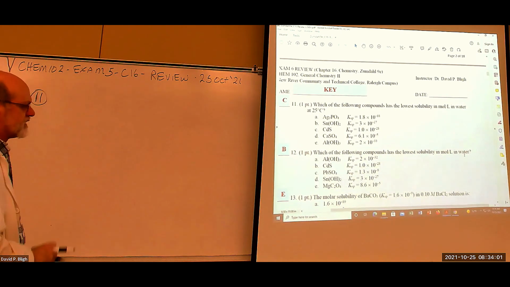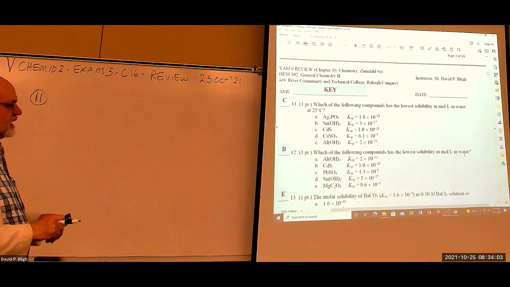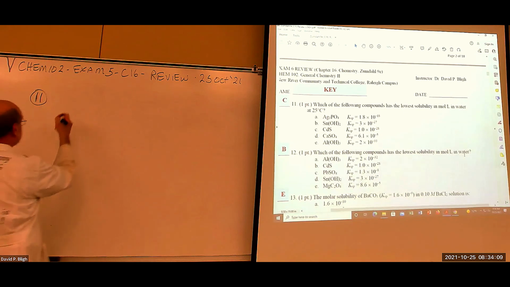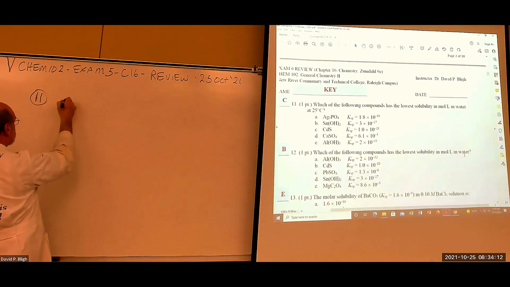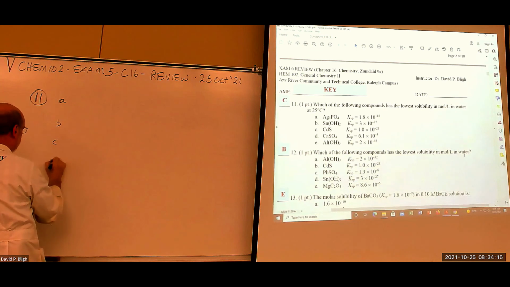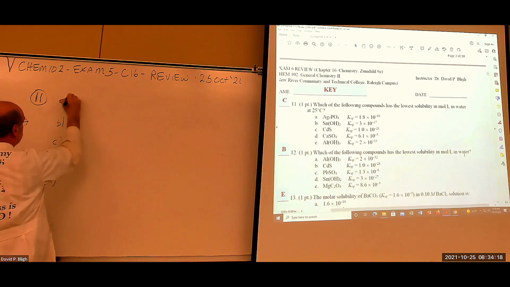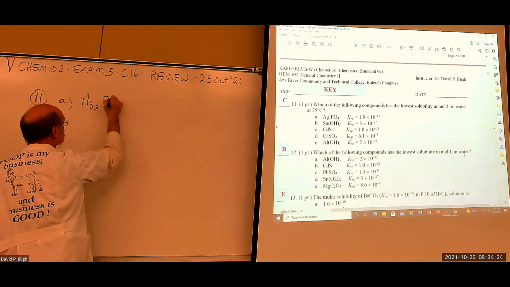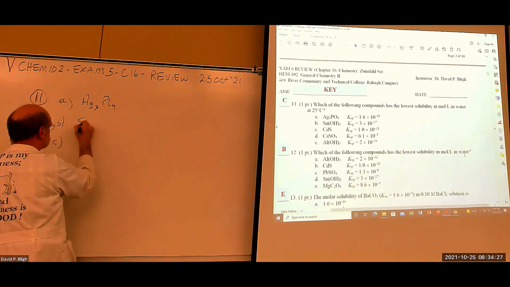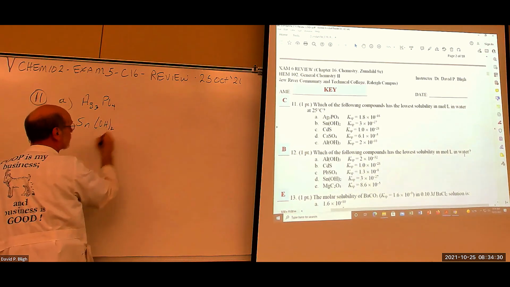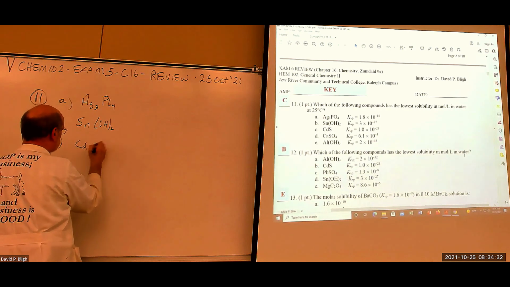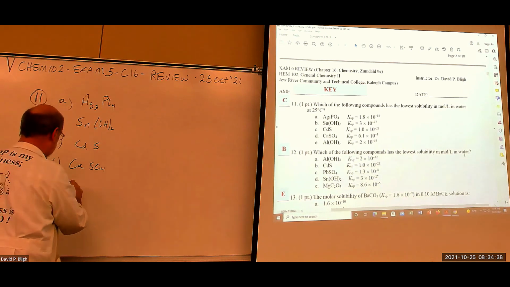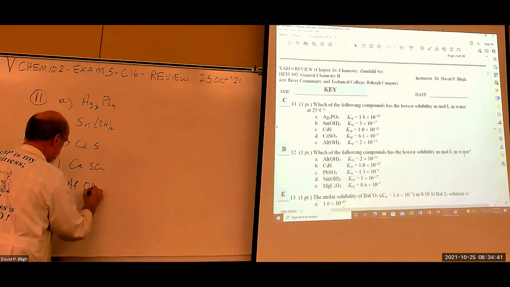Which of the following compounds has the lowest solubility in moles per liter, molarity? All right. We got A through E. Our compounds are silver phosphate, tin hydroxide, we did that one already, cadmium sulfide, calcium sulfate, and aluminum hydroxide.